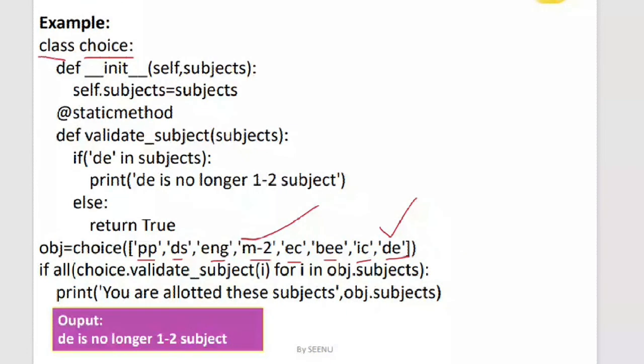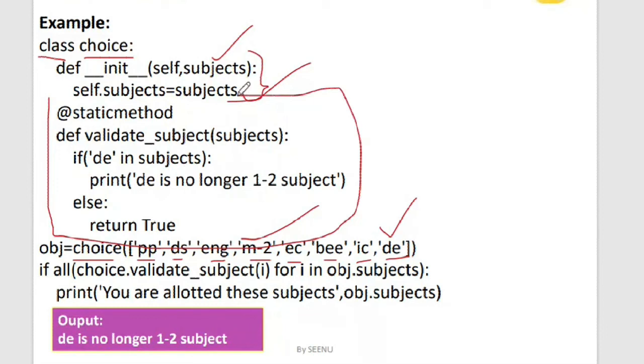Later on, it was replaced with data structures, but I have initialized the subjects. So subjects is a list, which will be having all these items. This is the name of my class, Choice, followed by parenthesis. Inside the parenthesis, I pass the argument, which is subjects. Now subjects is initialized. So this is your init method, and this entire part is your static method.